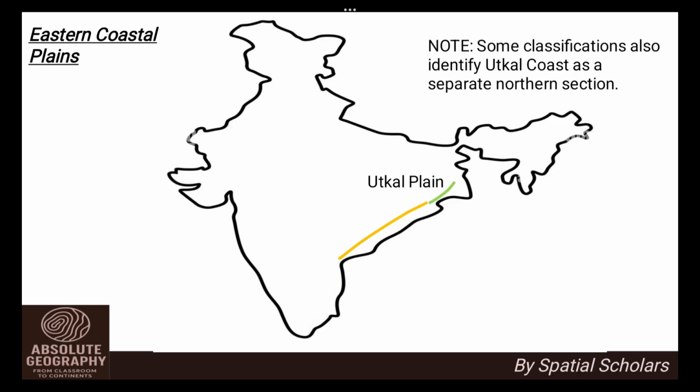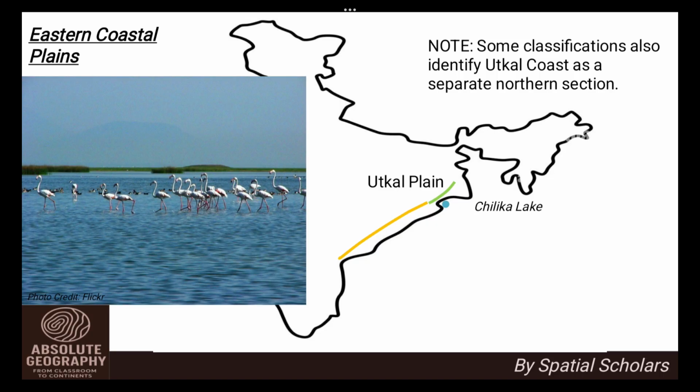The northern part of the eastern coastal plain is known as the northern Circars. It extends along the coast of Odisha and northern Andhra Pradesh. This region is home to the vast Mahanadi Delta, one of India's largest deltaic plains. It also contains Chilika Lake, the largest brackish water lagoon in India and one of the country's most important wetlands. Every winter, thousands of migratory birds arrive here from different parts of the world, making it a paradise for bird watchers.